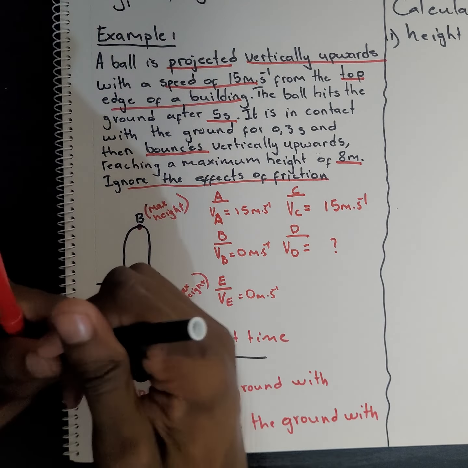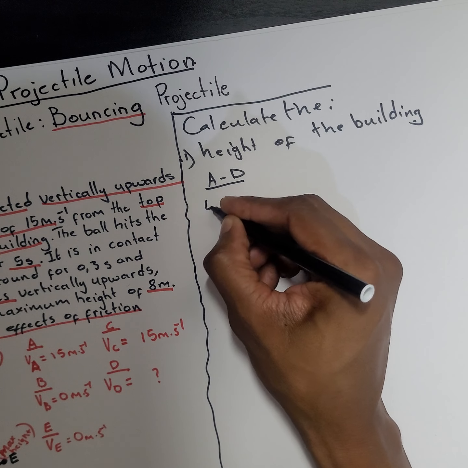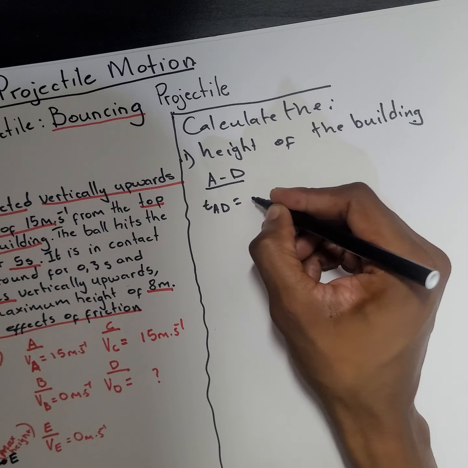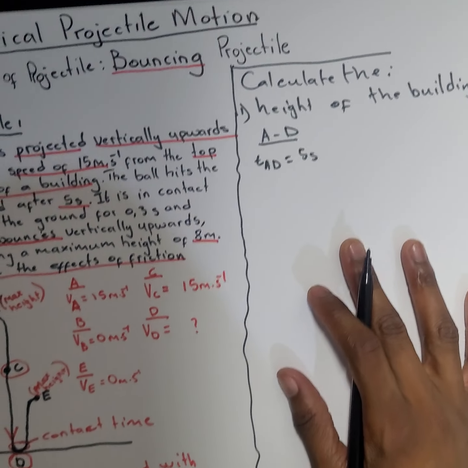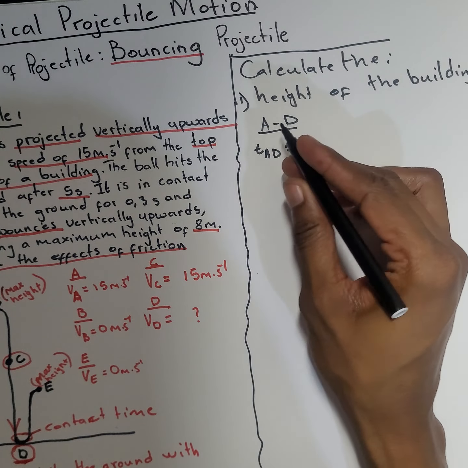Now, let's divide this question in two ways, because there are two ways in which we can answer it. Someone can choose to work with the motion from A to D. If I look from A to D, what information do I have? I have the time from A to D, which is 5 seconds, and also I have the initial velocity at A, which is 15 meters per second.